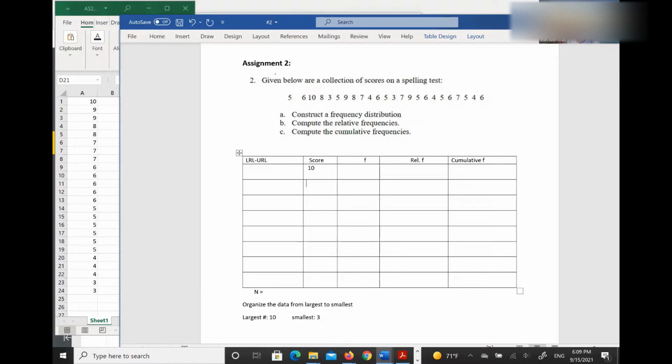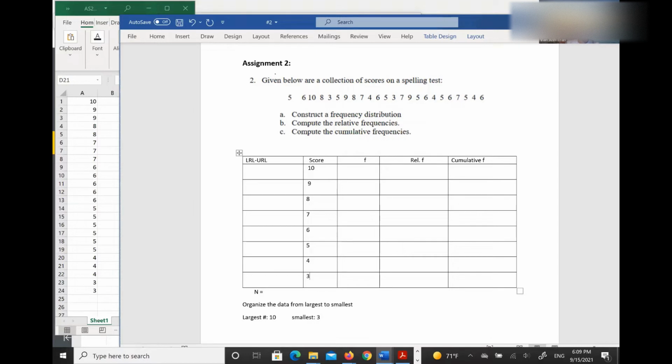And then keep listing them from 10 all the way to 3, without skipping any numbers, even if you don't have those numbers in the list. So you have 9, and then 8, 7, 6, 5, 4, and 3. You may not have one of those numbers, but you need to list it as a placeholder, okay? So from 10 all the way down to 3. All right, so those are the scores.